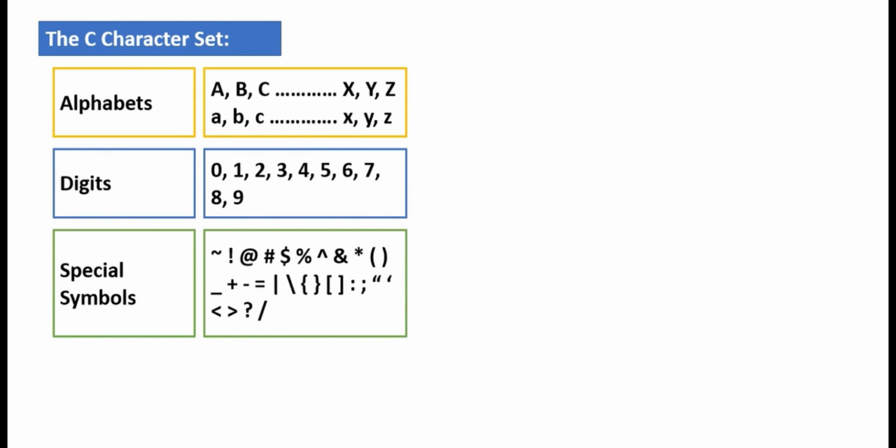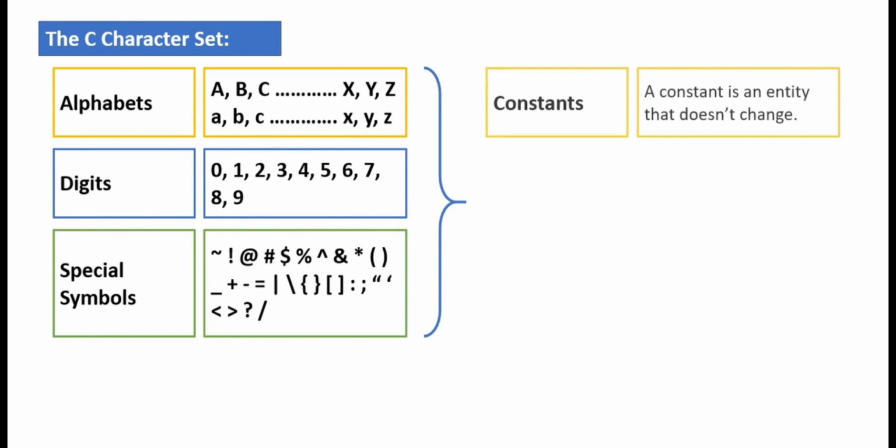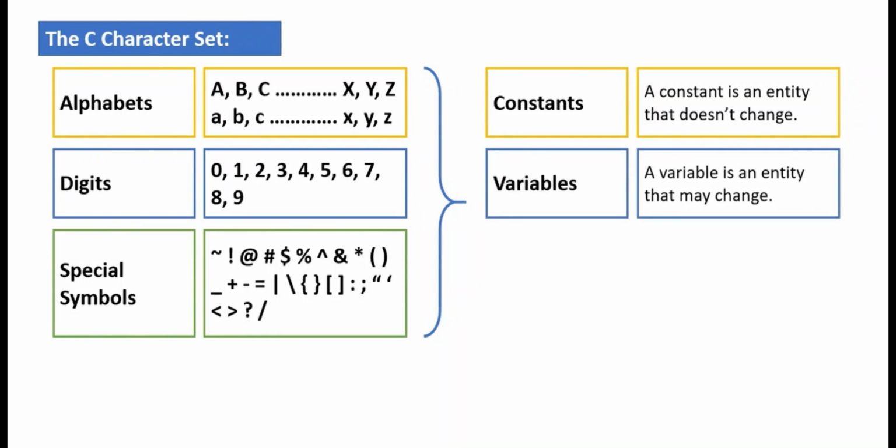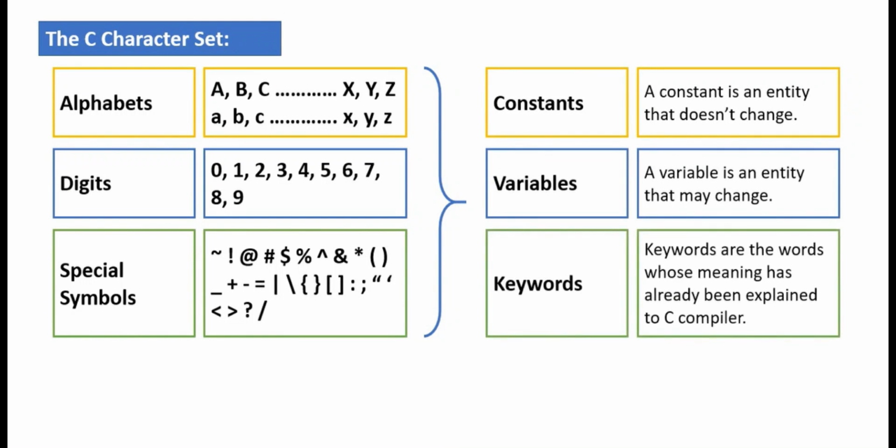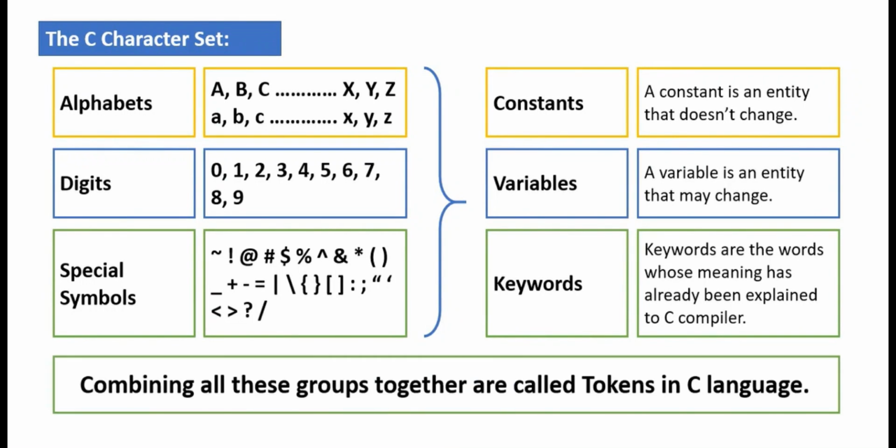Now these are combined to form constants, an entity that does not change. Variables, an entity that may change. And finally keywords, which are the words whose meaning has already been explained to the C compiler. Combining all these groups together are called tokens in the C language.